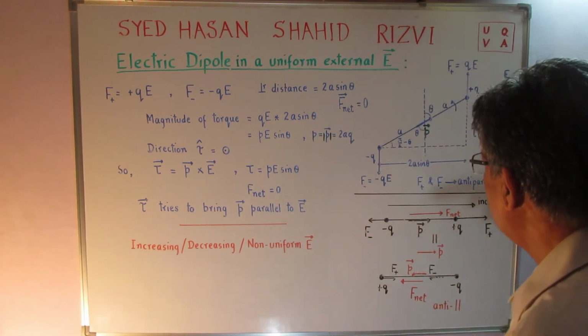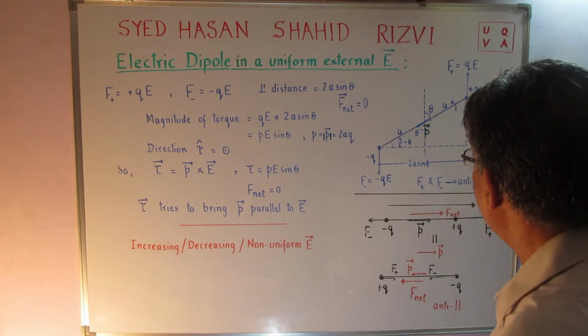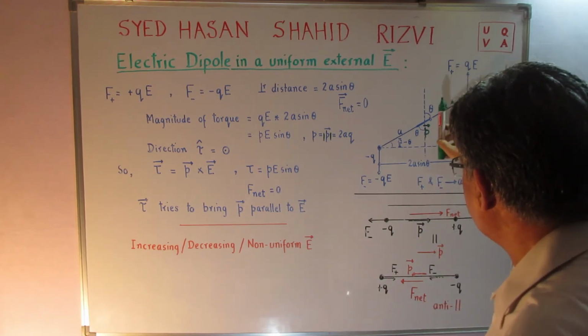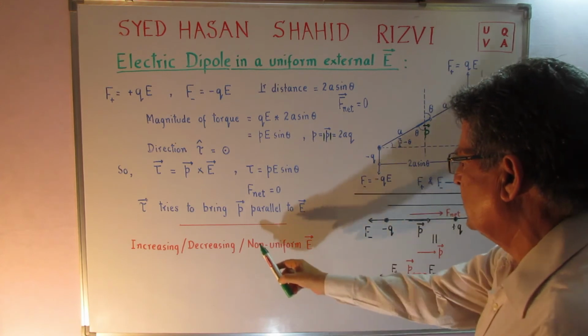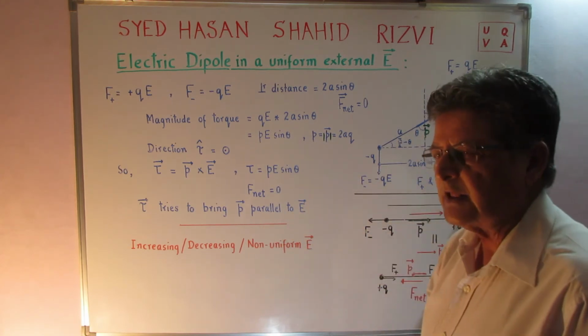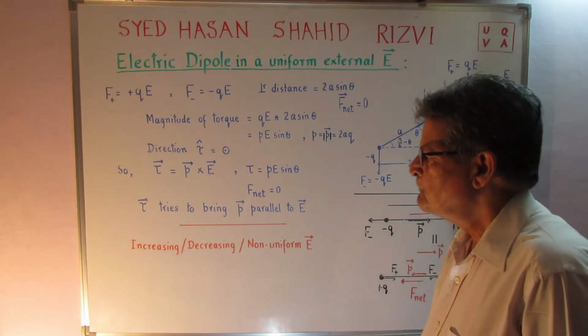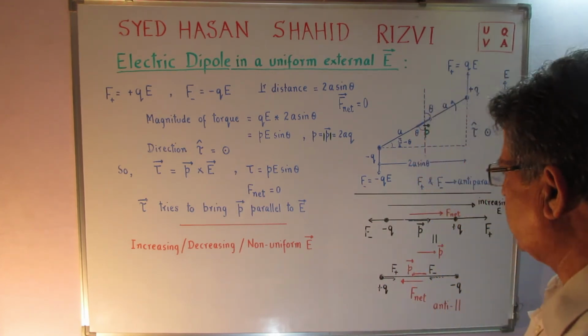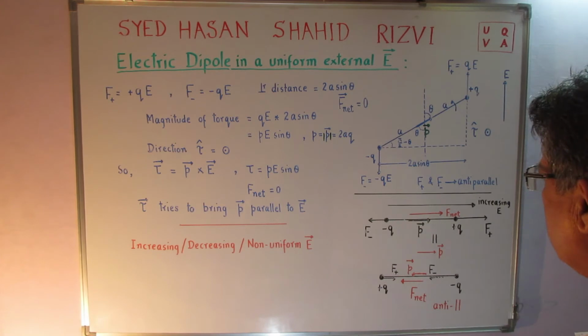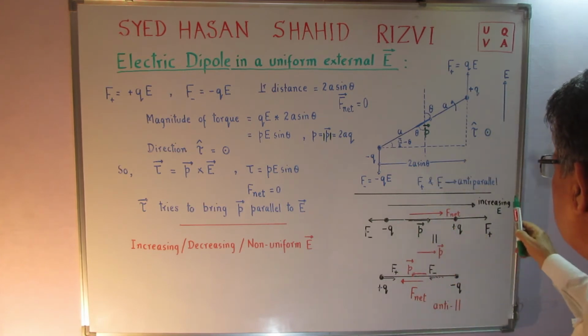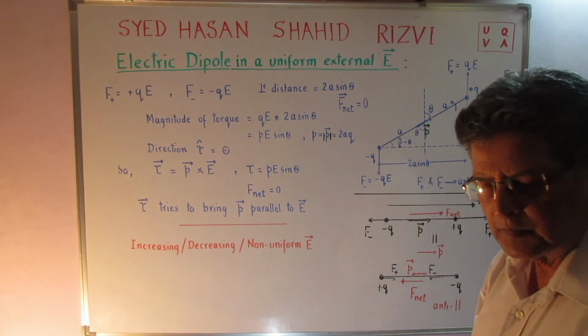If the electric field at different points is different, that is a non-uniform electric field, then there will be a torque also and there will be a force also. Okay. Now let us take the case of an increasing electric field.